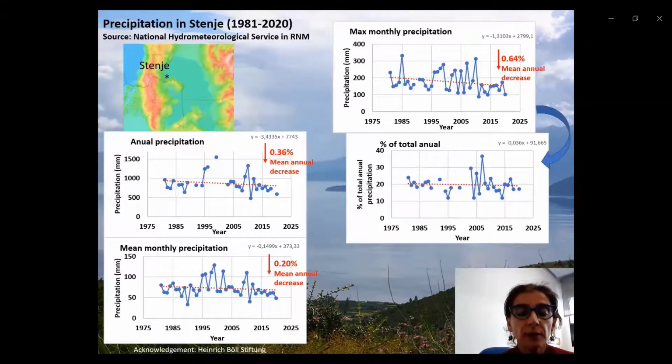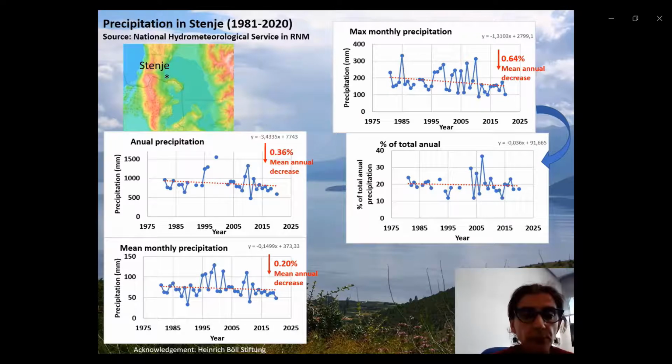We also studied another site. It's called Stenye. It's virtually just below Mount Galichica. We don't have the data about temperature here. This is an automatic station that only has records of precipitation. And you can see here almost 40 years.